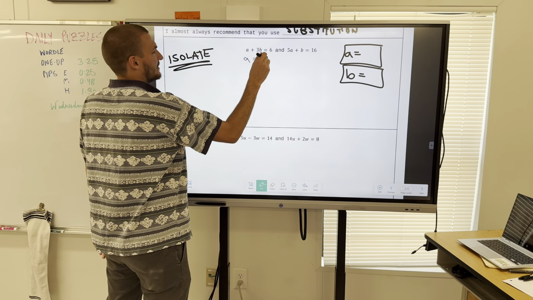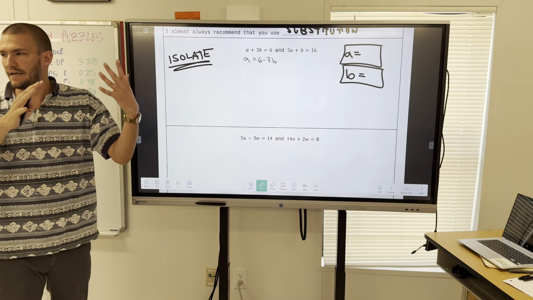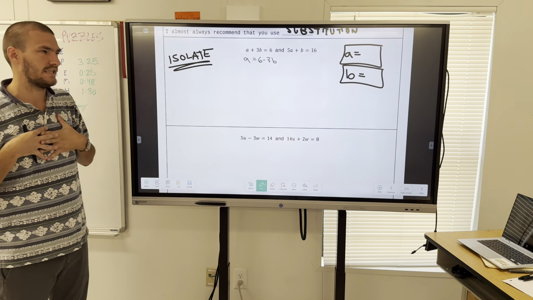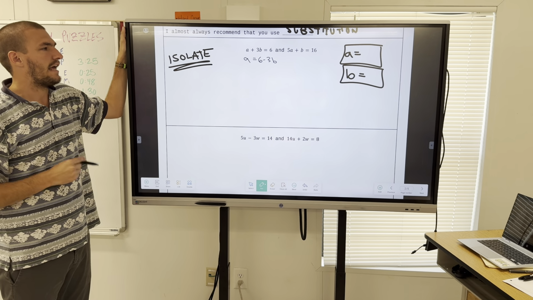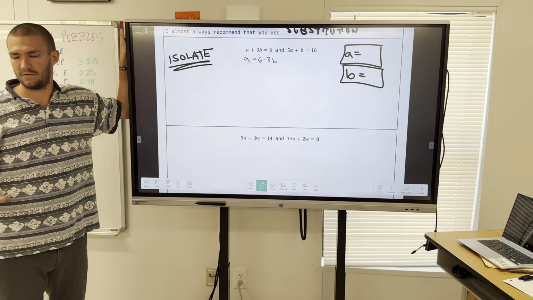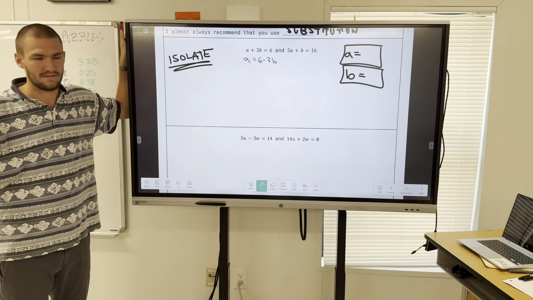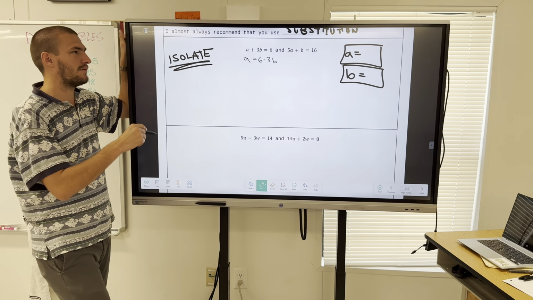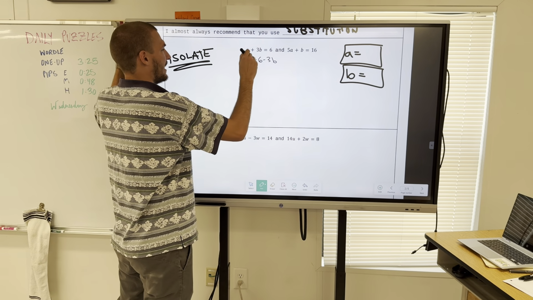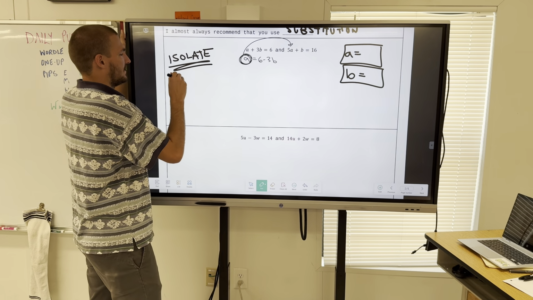A equals 6 minus 3b. I just subtracted my 3b from both sides. Of course you won't see me write minus 3b, right? We're way past that. And now, what do we do? Substitute the 6 minus 3b into the 5a. Perfect. By far my favorite student so far. We're gonna take this a and we're gonna be substituting it.